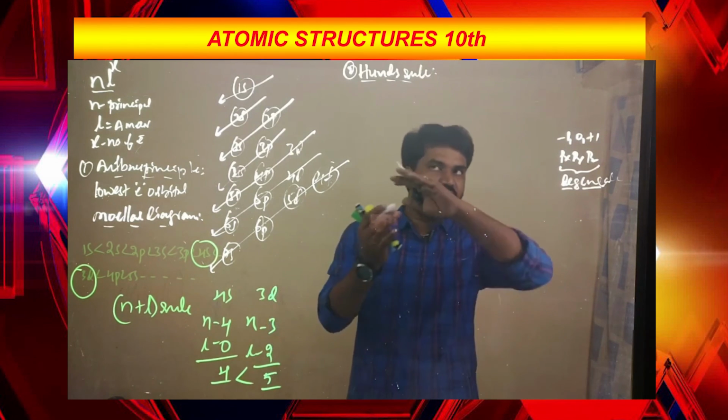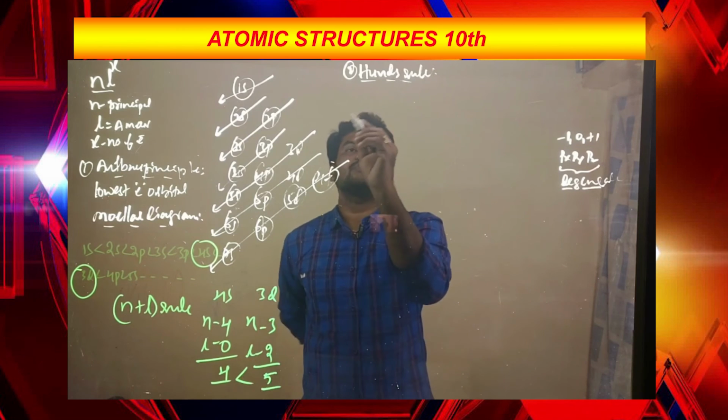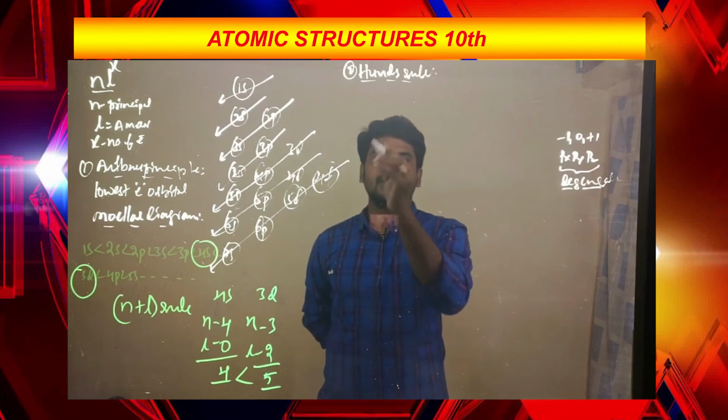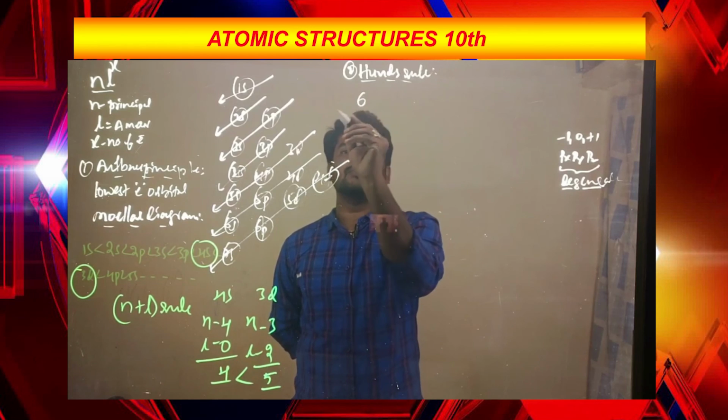Hund's rule. So how that works we will discuss here. Suppose we take carbon. So what is the atomic number of carbon?